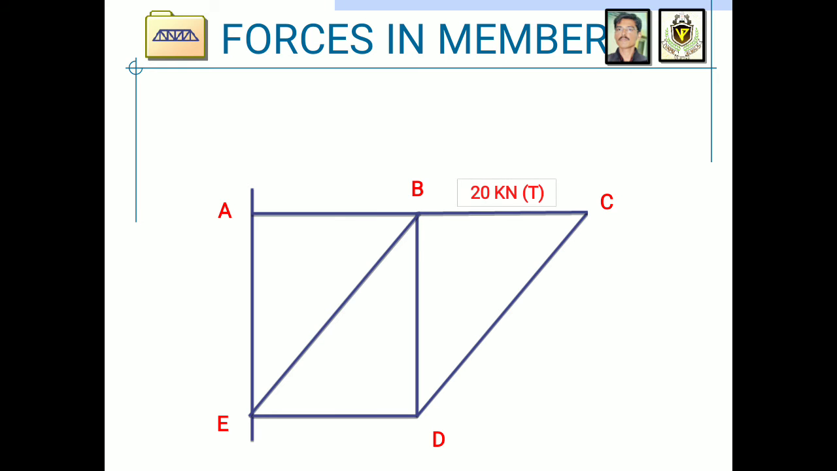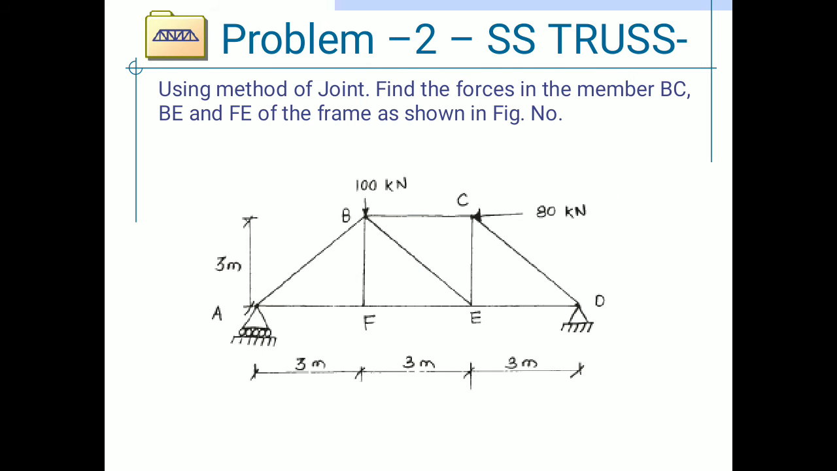20 kilonewton tension in member BC, in member ED 20 kilonewton compression, in member DC 28.28 kilonewton compression, in member DB 20 kilonewton tension, in member ED 55.35 kilonewton tension, in member BA 50 kilonewton.